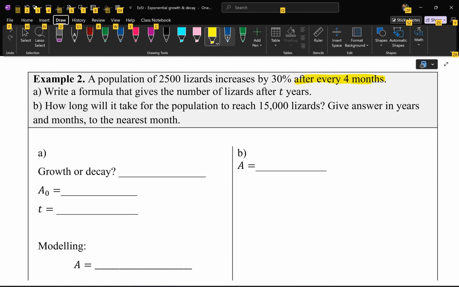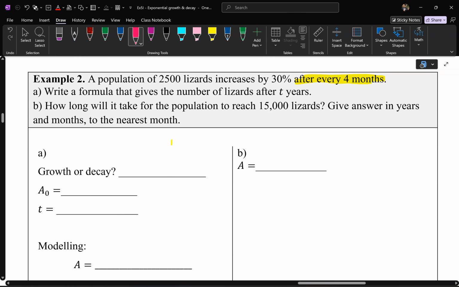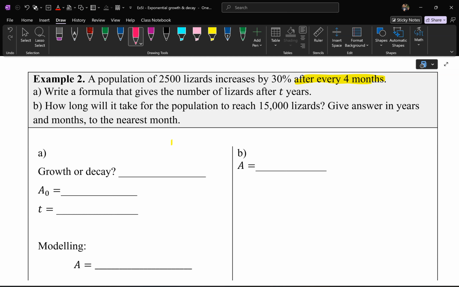All right. First question. Is this a growth or a decay problem? Let's go with Samuel. Is this growth or decay? It's growth, clearly, because it says increases. You expect that the number of lizards should be increasing, not decreasing, so it's growth. A0, well, we're clearly starting off with 2,500. Okay, now T. This is the part you have to think about.